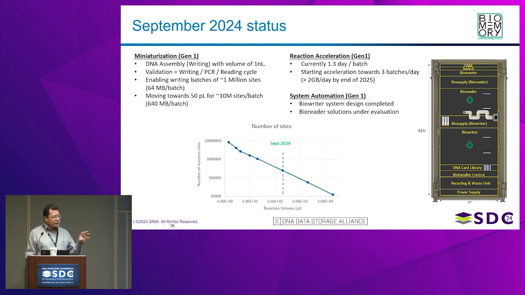We are also working on reaction acceleration in parallel. That's something that today we're fairly slow at: it's 1.3 days to write a batch. But we know what to do in order to have about 3 batches per day next year. We'll update the industry on that as we progress.